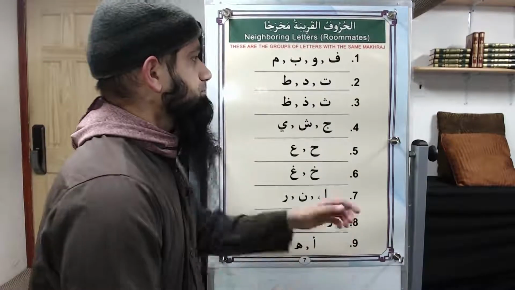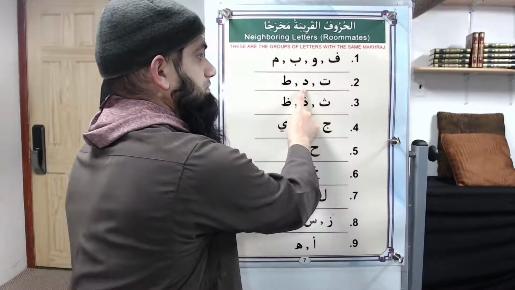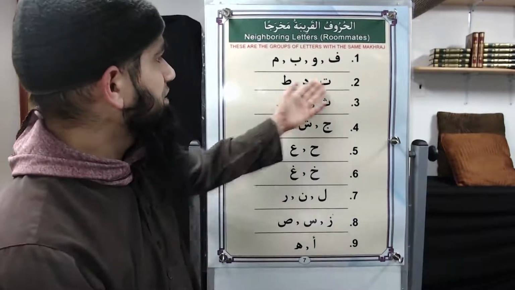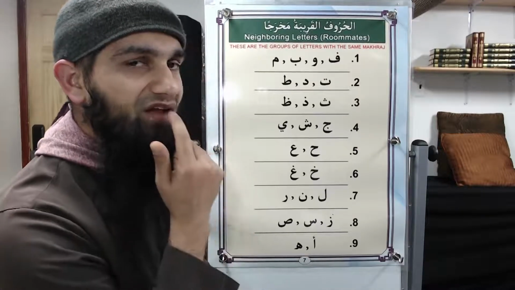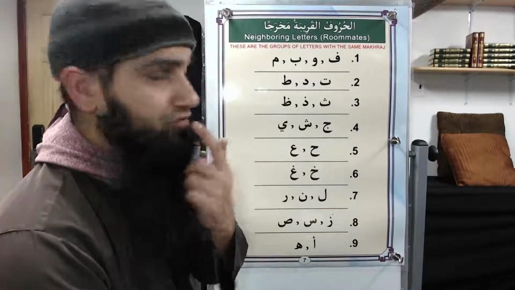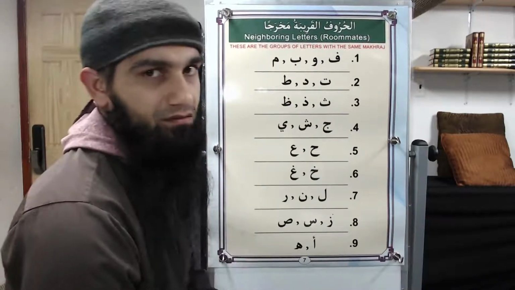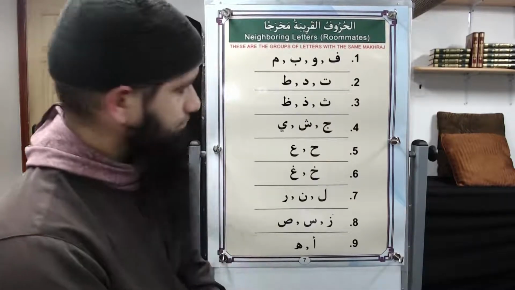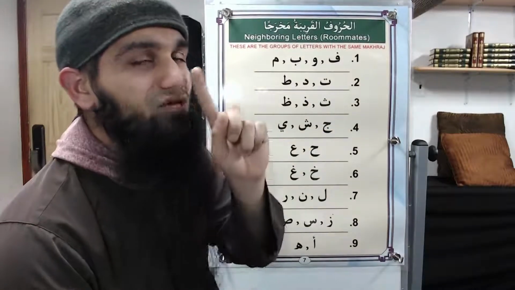Group number 2. Let's read it. Da, dal, ta. Okay. What's similar between these letters? They all come from the front flat part of the tongue, which is called taraful lisan, against what? Against the roots of the upper teeth. Alhamdulillah. They come from the tongue against the roots of the upper teeth.